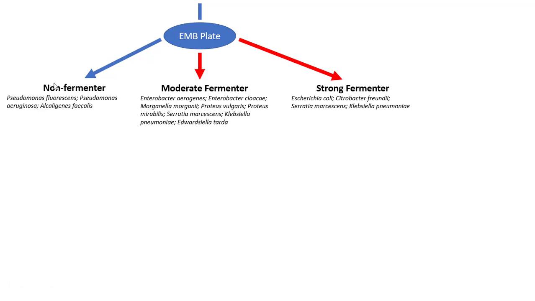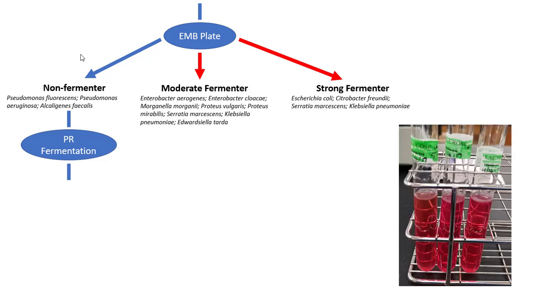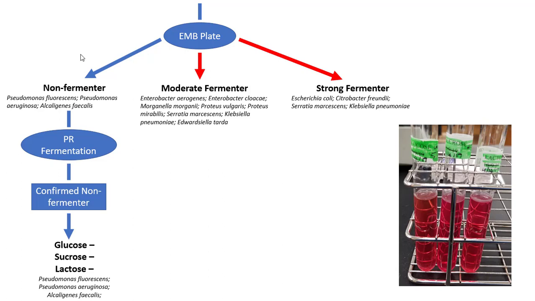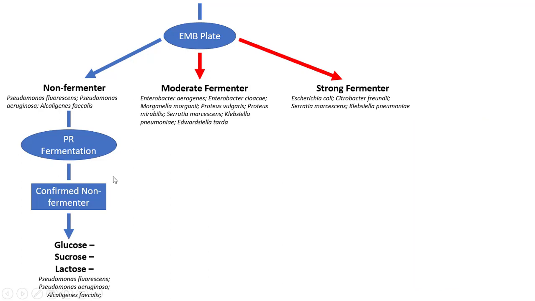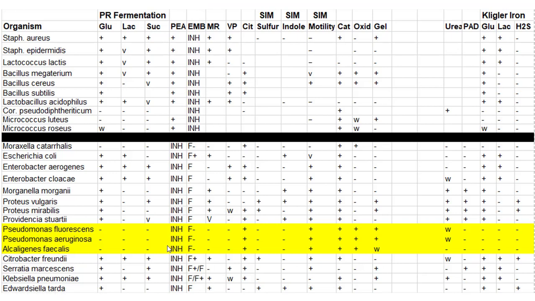Let's say that moving forward, you wanted to confirm these results, so you performed a PR fermentation test, looking for fermentation of glucose, lactose, and sucrose. When you got your results back, the tubes were still red, indicating that fermentation did not occur, and confirming the fact that your unknown bacteria is a non-fermenter. You've now been able to narrow down your bacterial choices to 3 choices: P. fluorescens, P. aeruginosa, and A. faecalis.